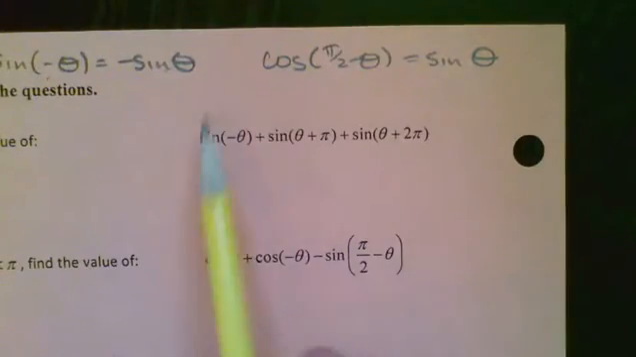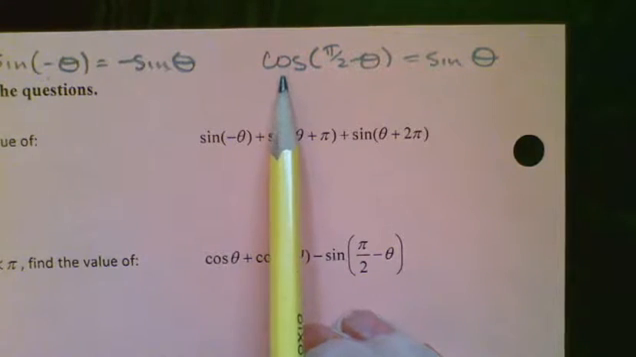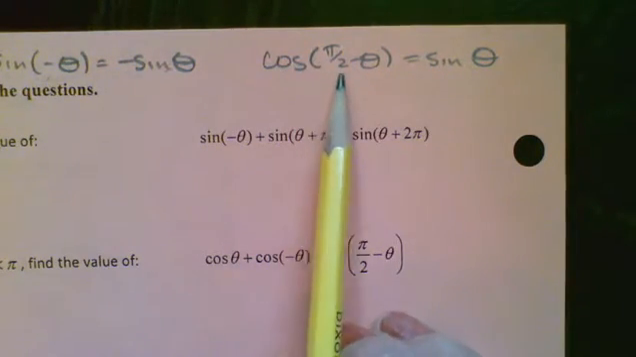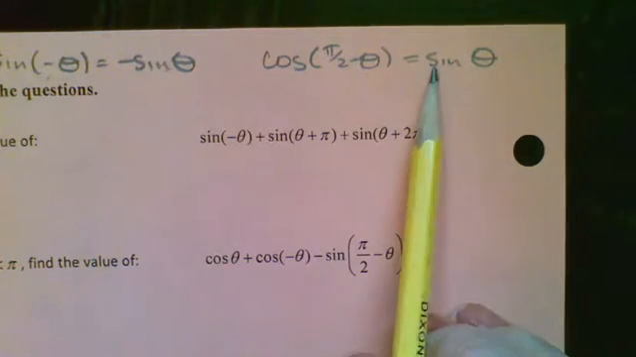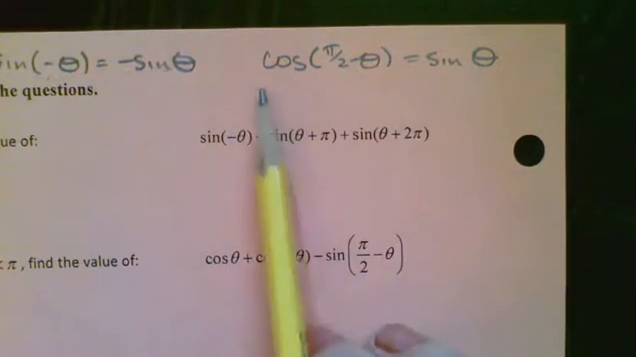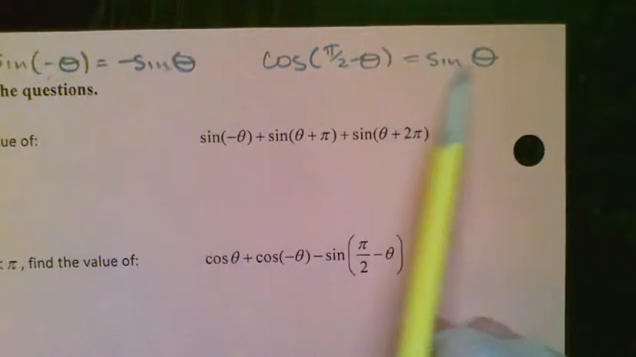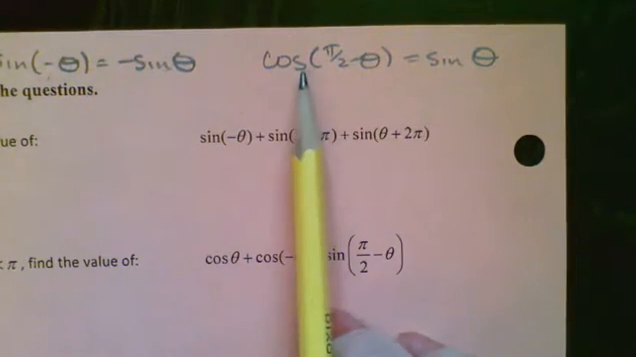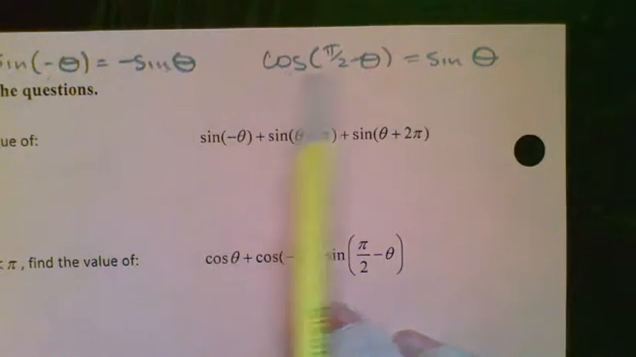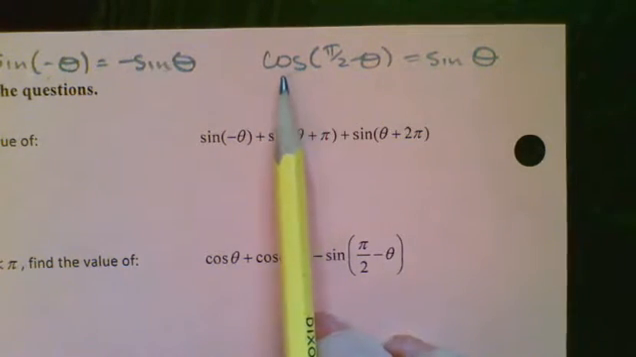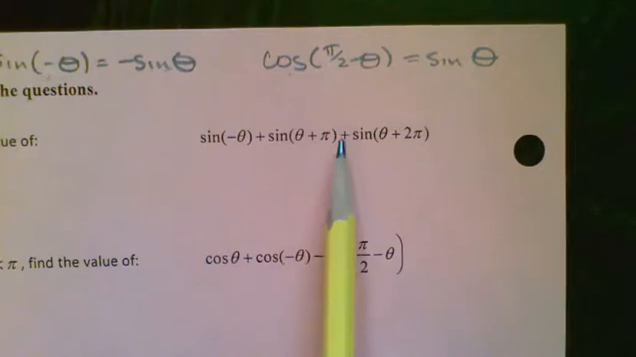Then the other thing was the cofunctions. We have a list of all the cofunctions. If you have the cosine of pi over 2 minus theta, it's the same thing as the sine of theta. Or the other way around, sine of pi over 2 minus theta would be the cosine of theta. So all the cos go together. The tangent and cotangent go together. The secant and cosecant go together.